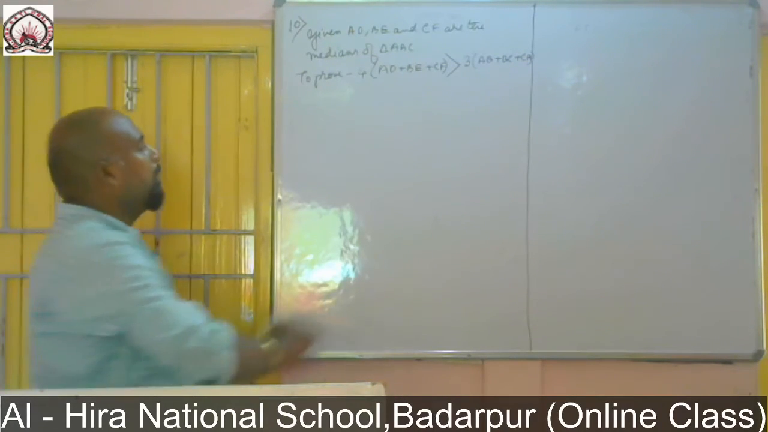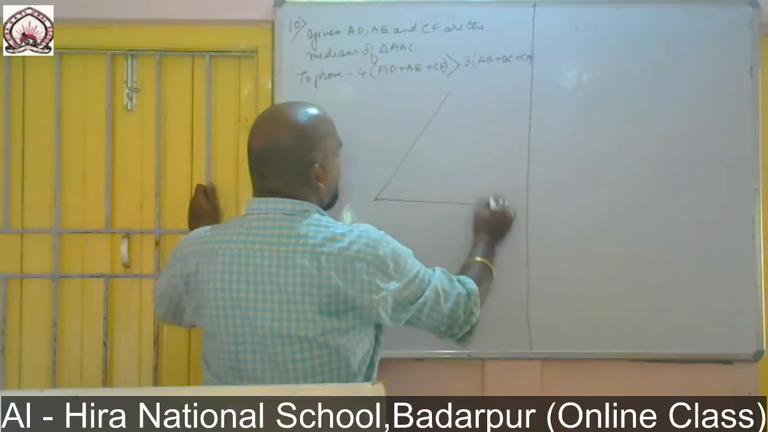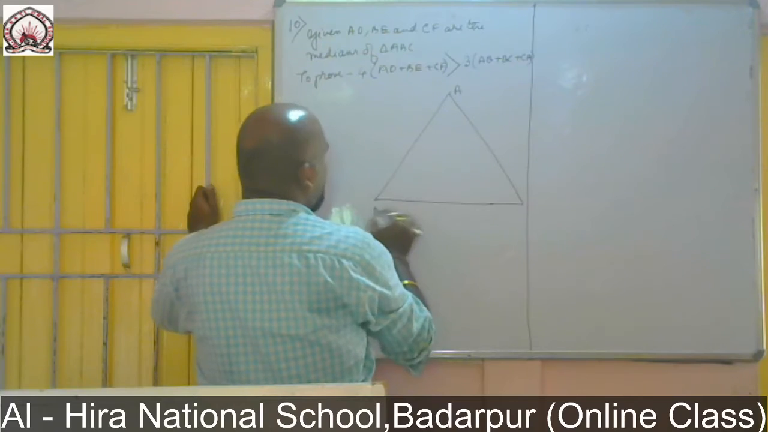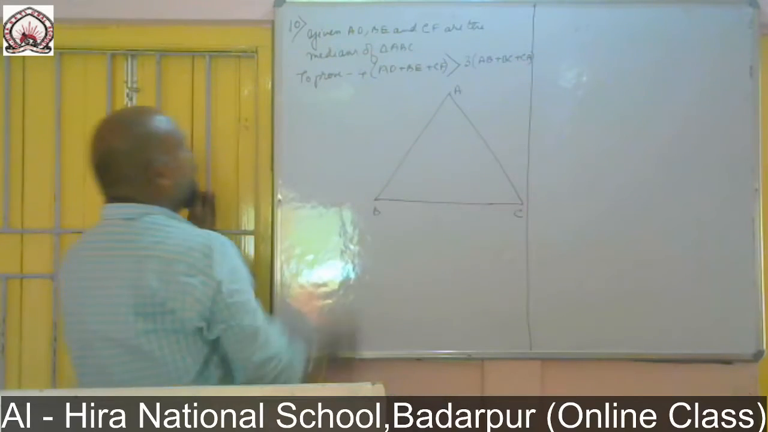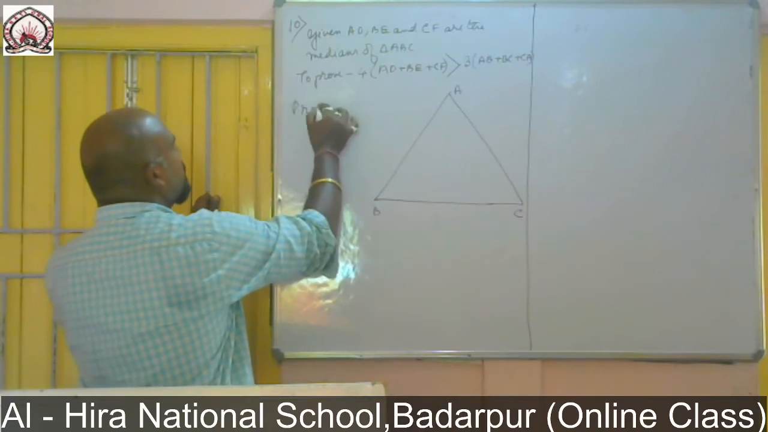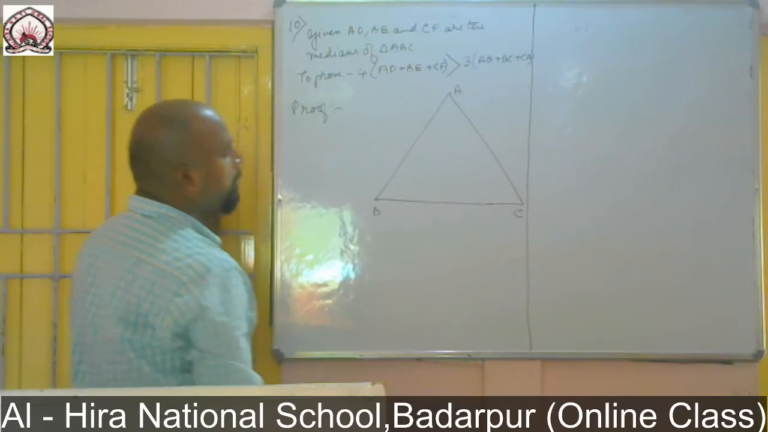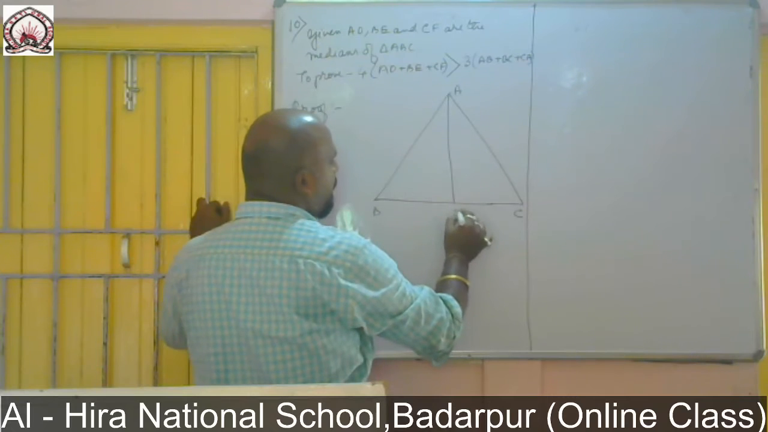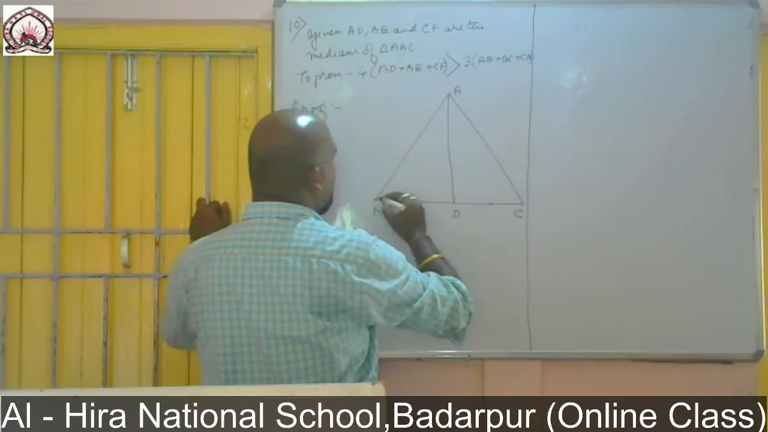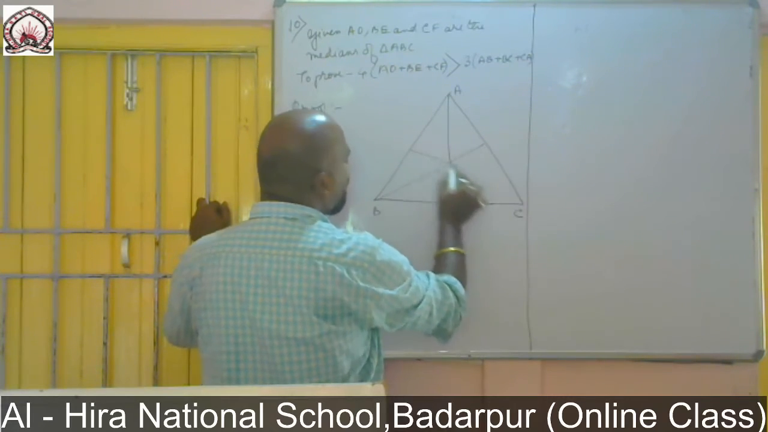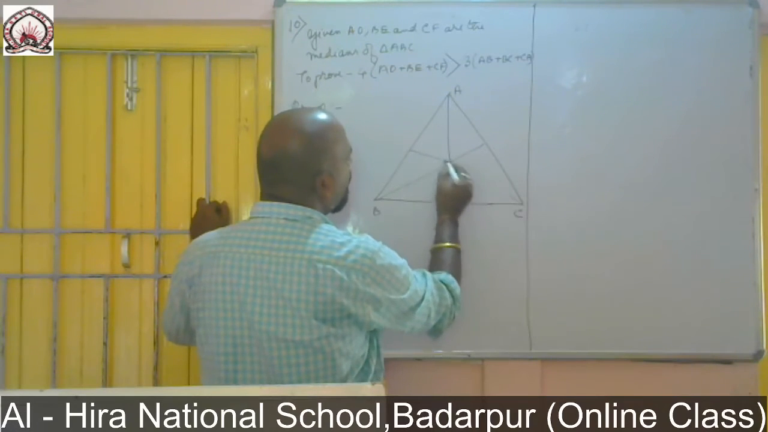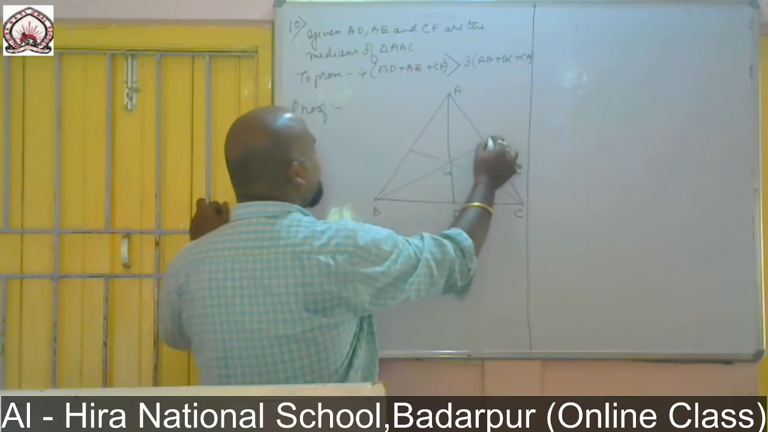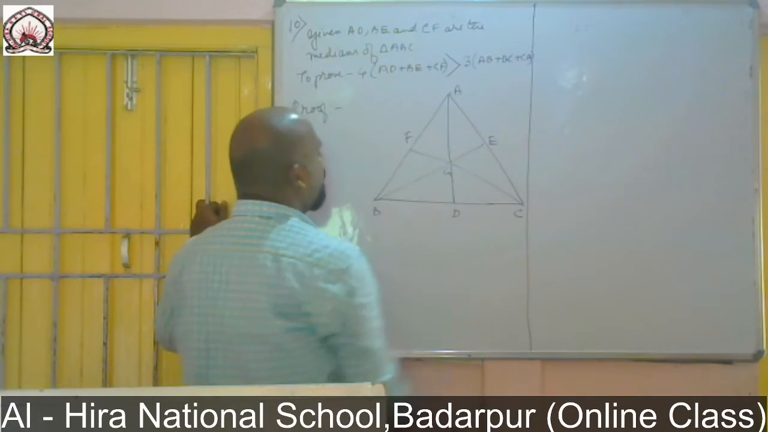Okay. Now let us consider this is a triangle ABC. Let us consider ABC is the triangle, and what they have given you? This is the median. D, this one is E and F. Okay.